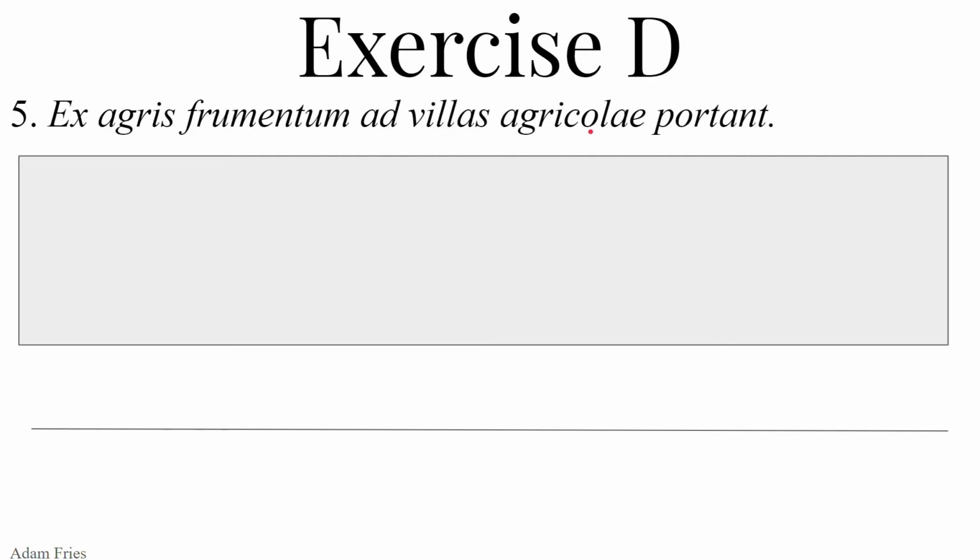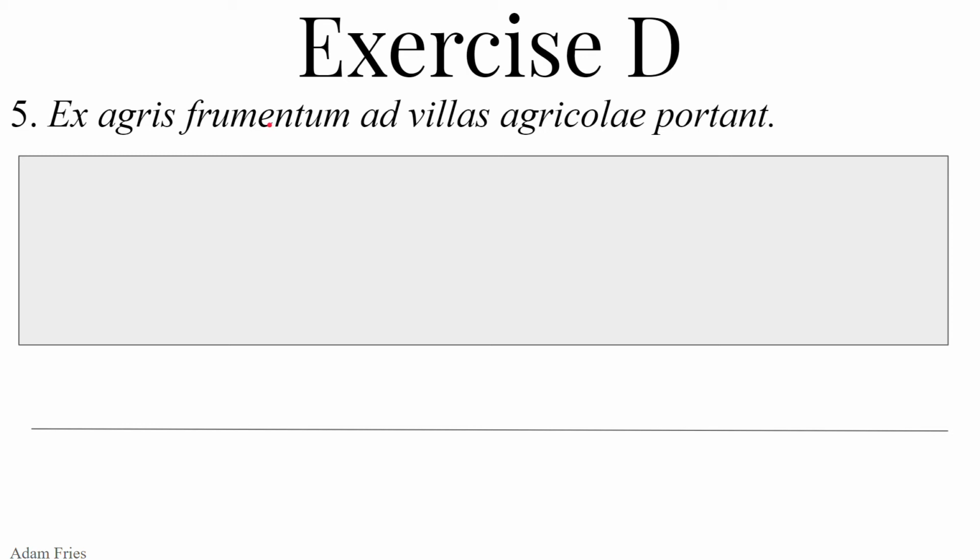Agricolae, from agricola, e, masculine, nominative plural masculine. Because it's nominative, this is going to be the subject of our sentence. Portant, third plural of porto, portare, portavi, portatus. It's in the present tense, means they carry. So the subject is carrying. The farmers are carrying. What are the farmers carrying? The direct object. Well, frumentum, grain.